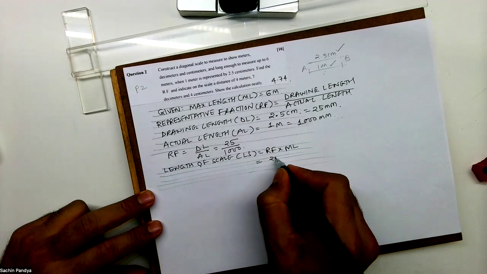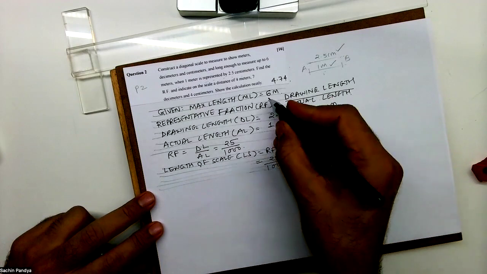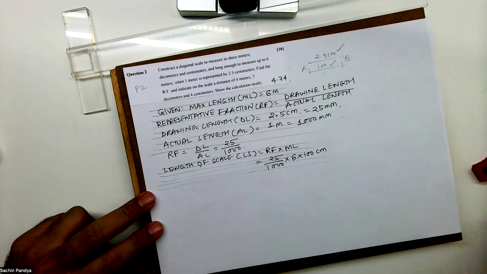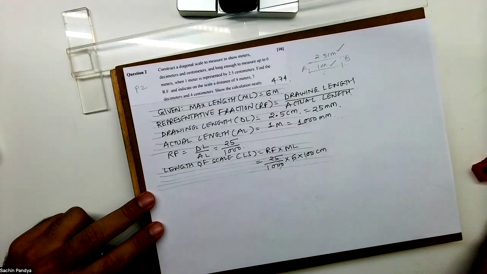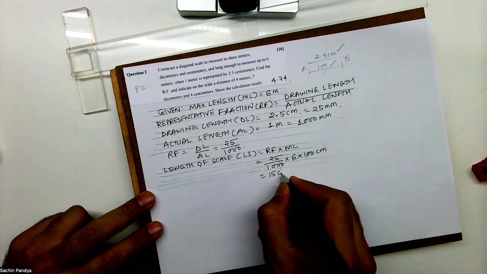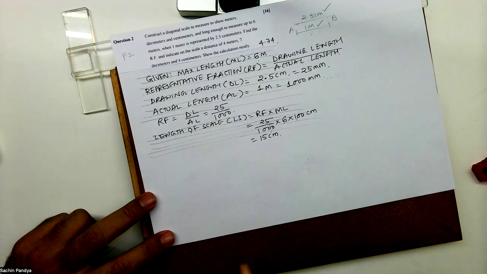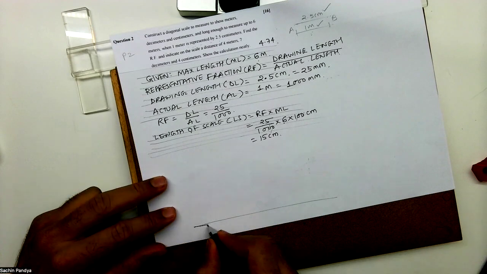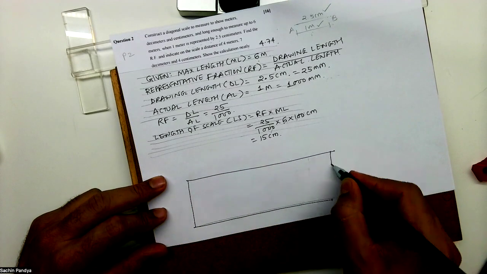What is RF? 25 upon 1000. What is maximum length? Maximum length is 6 meter into 100 will give me centimeter. If I do this calculation, then 25 into 6 divided by 10. So it will be 15, right? 15 centimeter. So I have to draw 15 centimeter long line. I'll just draw it with pen only. Height I will take 5 centimeter or 50 millimeter and we'll complete this.